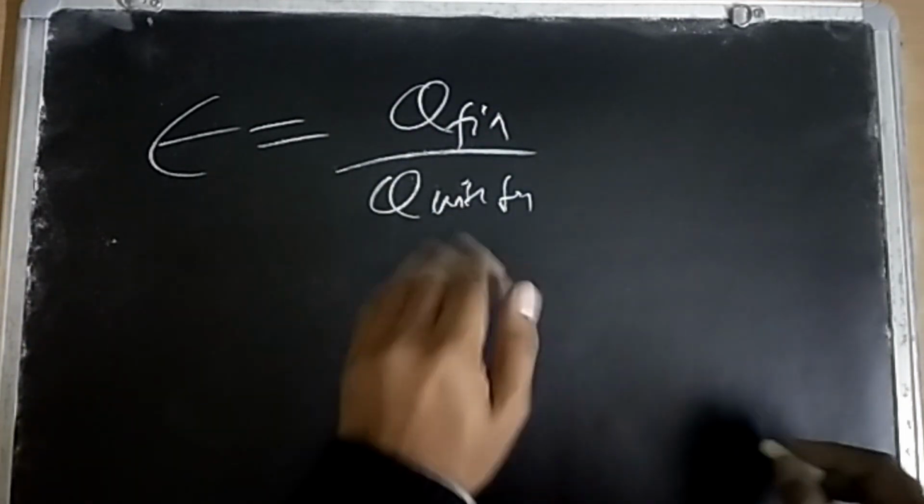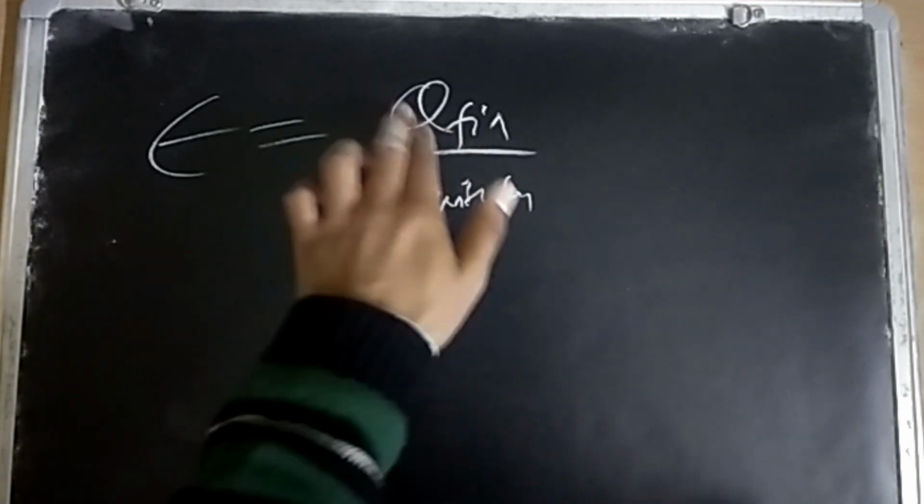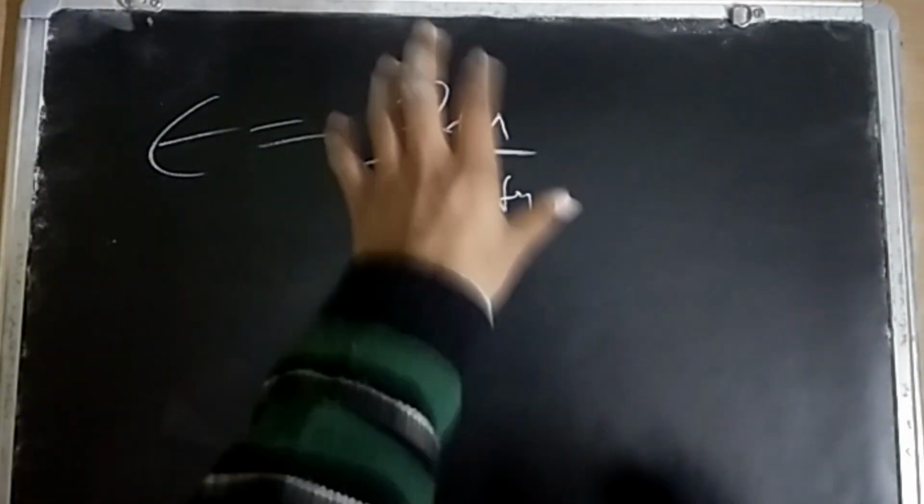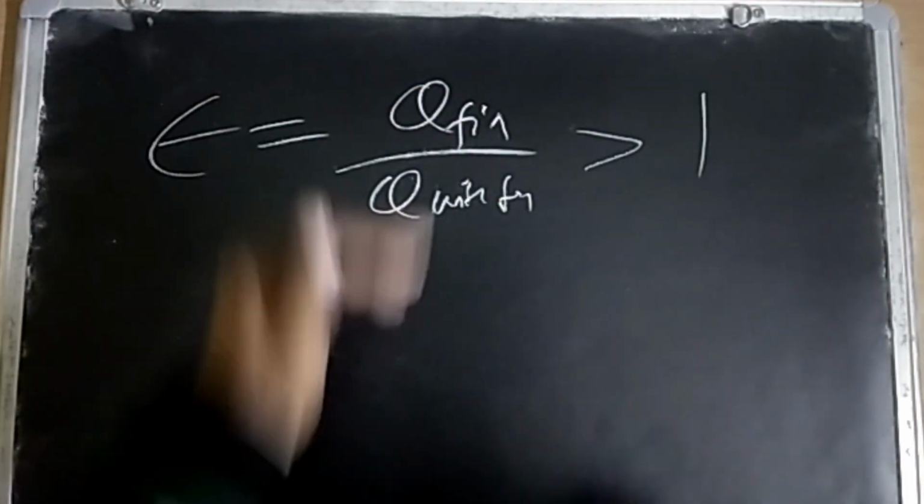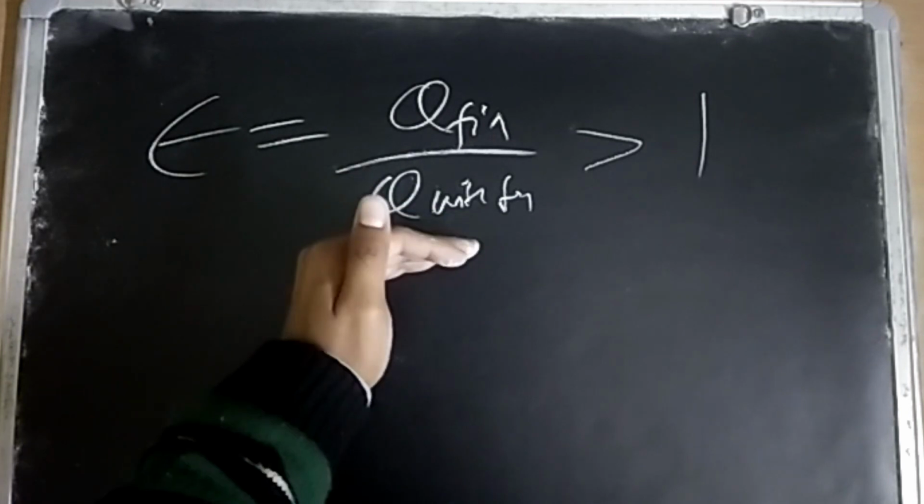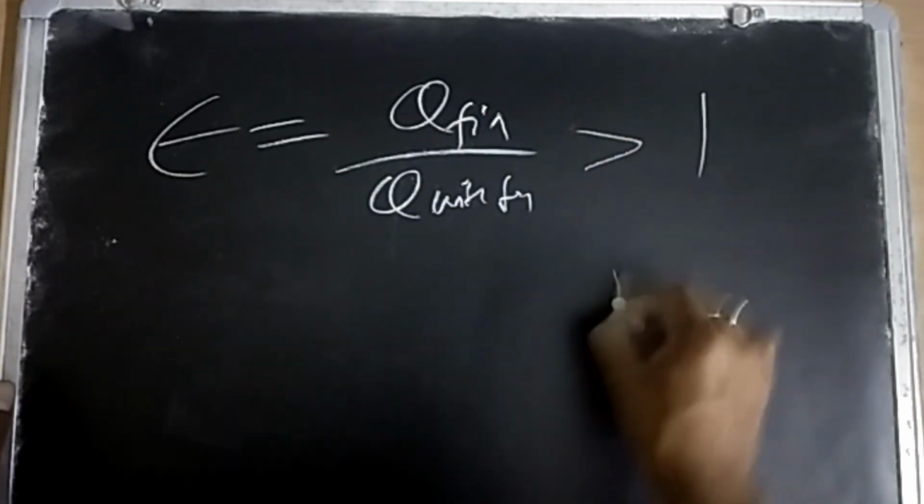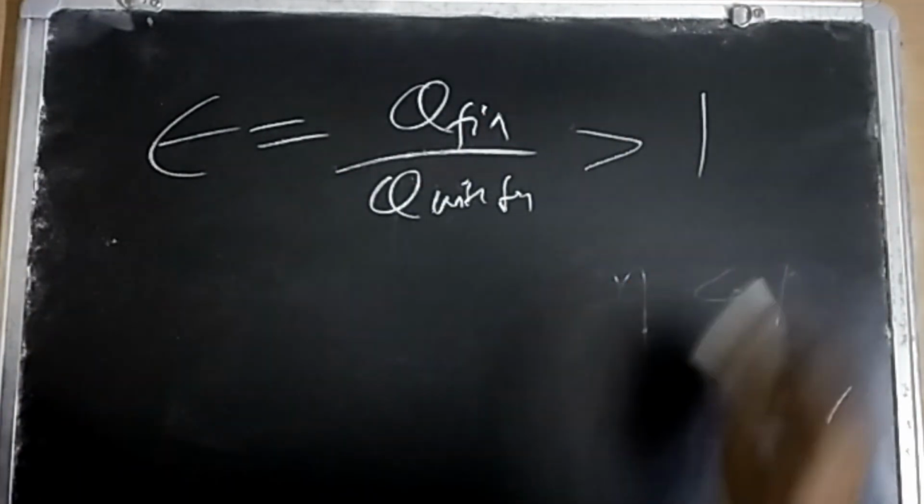Now, effectiveness: should we put the fin or not? It is Q with fin and Q without fin. Obviously without fin we will have less heat transfer, and with fin better heat transfer. So Q fin would be more. Effectiveness is always greater than 1, while eta is always less than 1. Remember that.